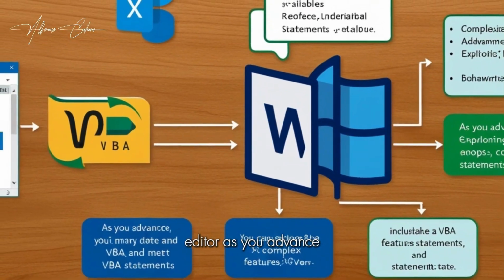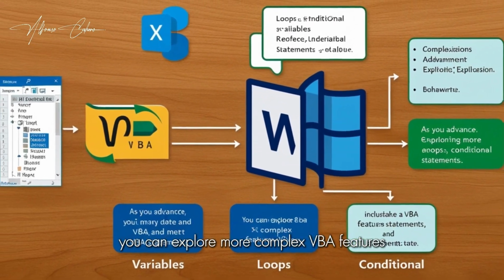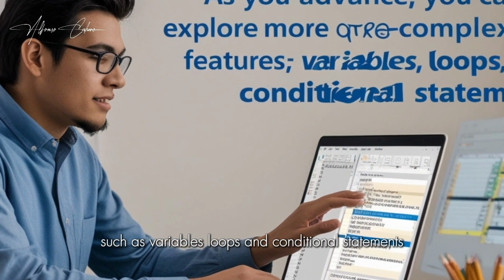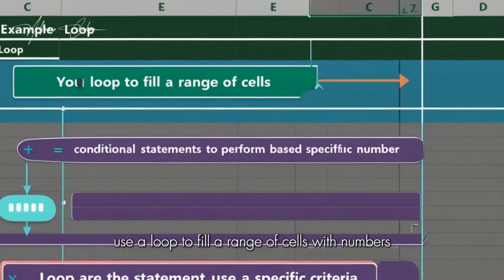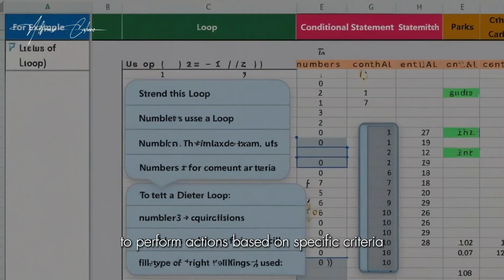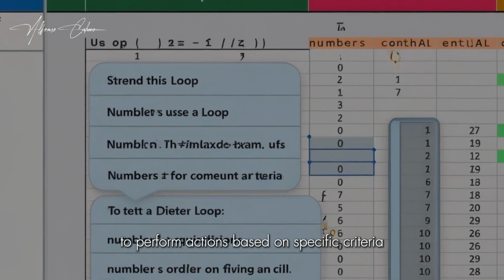As you advance, you can explore more complex VBA features, such as variables, loops, and conditional statements. For example, you might use a loop to fill a range of cells with numbers or conditional statements to perform actions based on specific criteria.